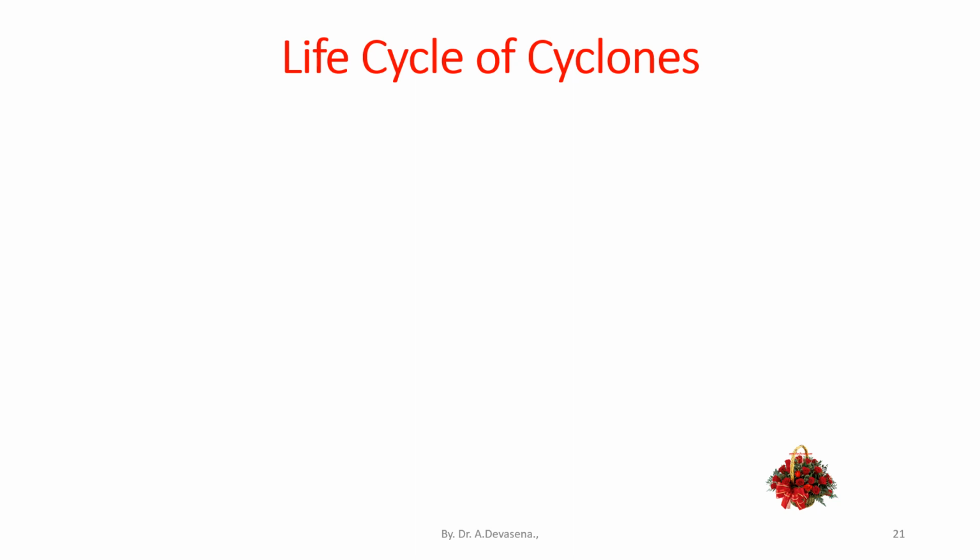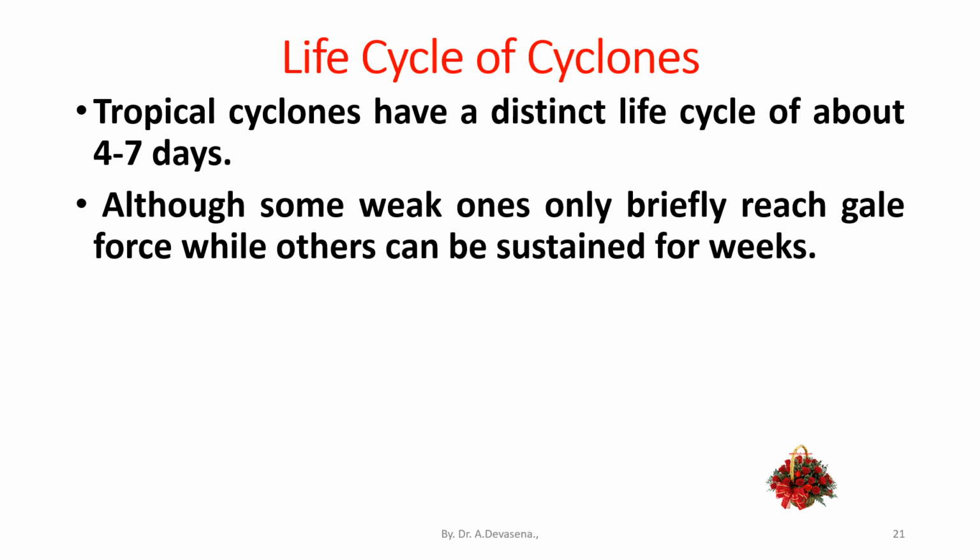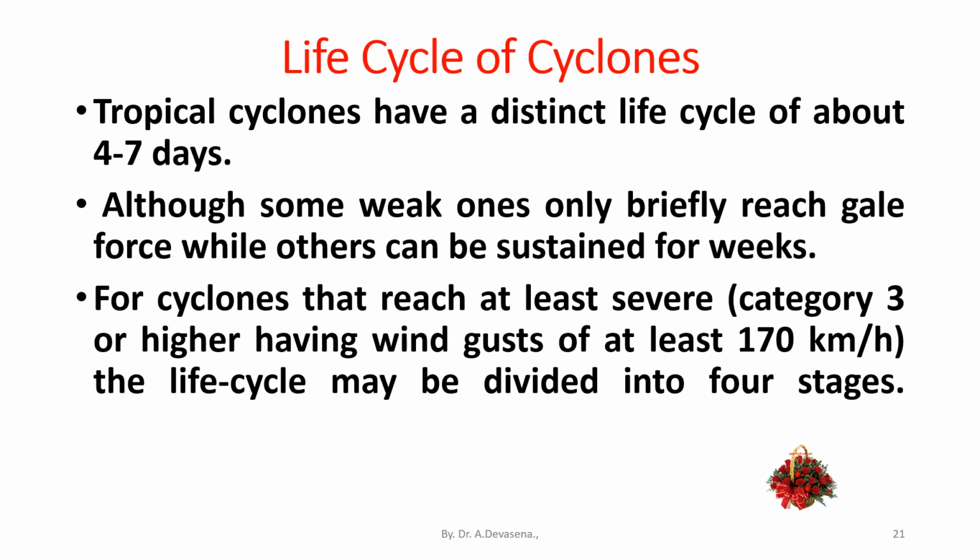Life cycle of cyclones. Tropical cyclones have a distinct life cycle of about 4 to 7 days, although some weak ones only briefly reach gale force while others can be sustained for weeks. For cyclones that reach at least severe, that is category 3 or higher, having wind gusts of at least 170 km per hour, the life cycle may be divided into 4 stages.